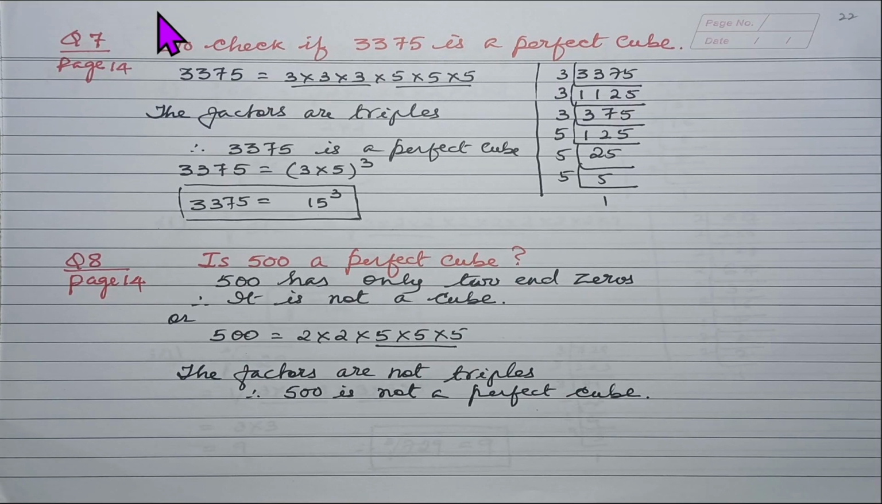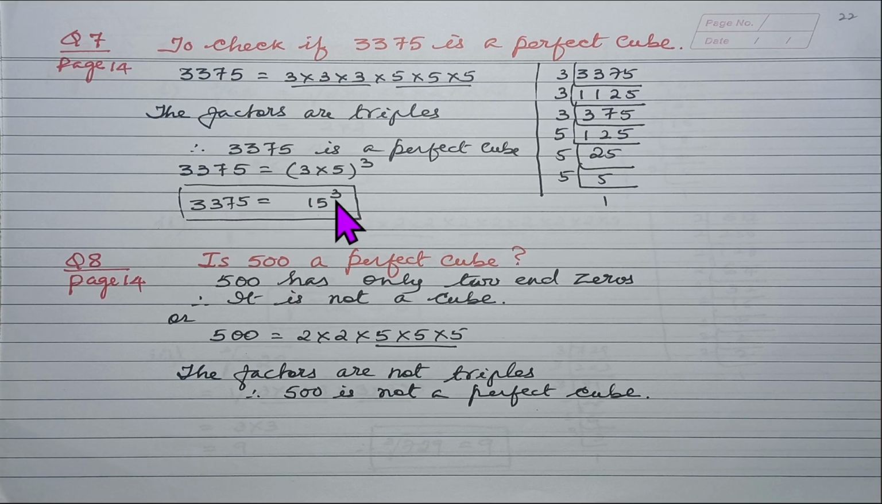Now to question number 7, to check if 3375 is a perfect cube. For this, find the prime factors. We find here 3 is a triple, 4 is also a triple, 5 is also a triple. 100% 3375 is a perfect cube because it is a product of triples here. The factors are triples, therefore it is a perfect cube, and the cube root is 15.